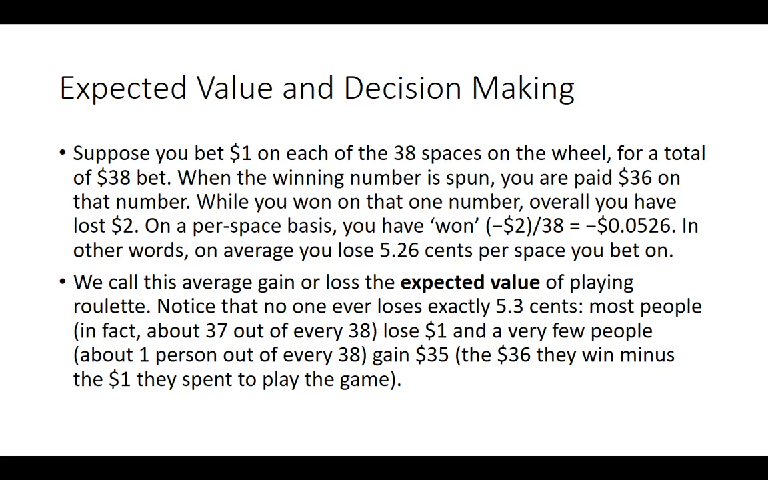Well, suppose you bet $1 on each of the 38 spaces on the wheel for a total of $38 bet. When the winning number is spun, you are paid $36 on that number. While you won on that one number, overall, you've lost $2. On a per space basis, you have won negative $2 over 38. That math works out to negative $0.0526. In other words, on average, you lose 5.26 cents per space you bet on.